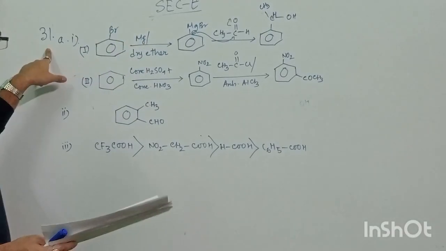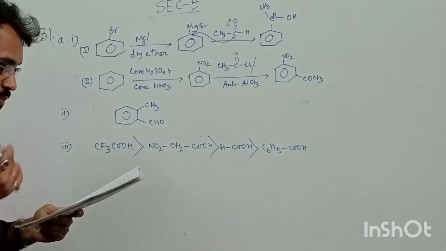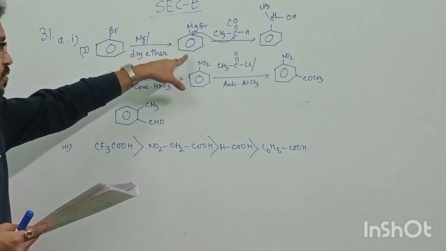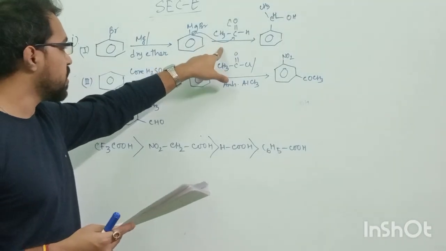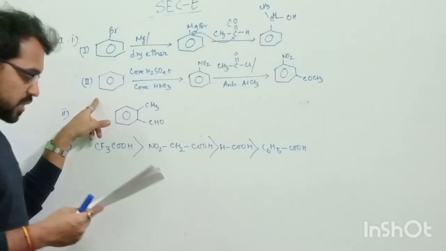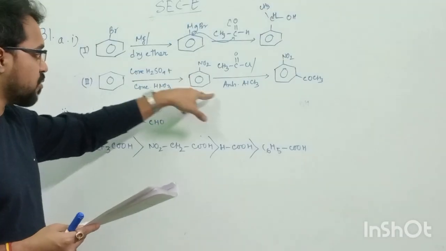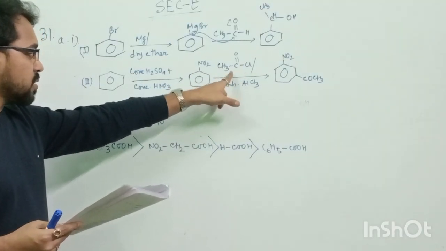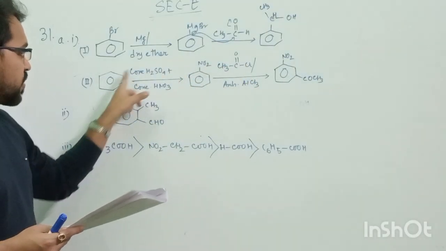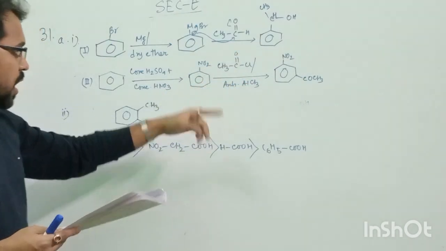Let's come to section E, question number 31A, part 1. There is a conversion, bromobenzene to 1-phenylethanol. First, bromobenzene is converted to phenyl magnesium bromide, then followed by the reaction with ethanal, we will get 1-phenylethanol. Next is benzene to meta-nitroacetophenone. First, the nitration should be performed, otherwise introducing the COCH3 group at meta position will be difficult. So first introduce the nitro group by nitration, then the Friedel-Crafts acylation reaction, and you will get the product.